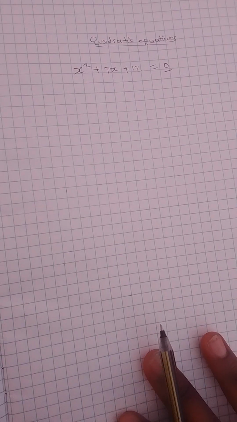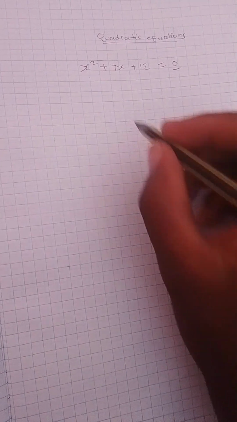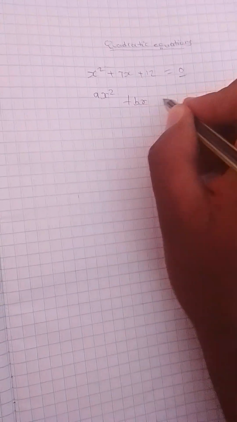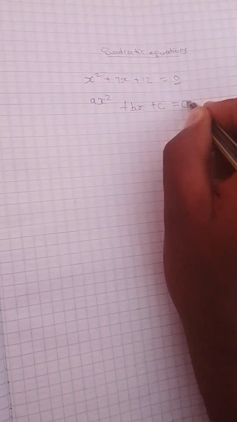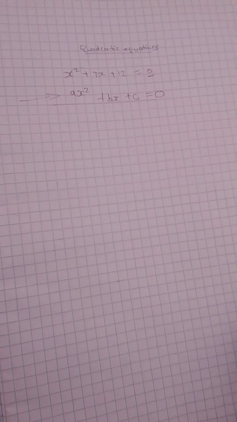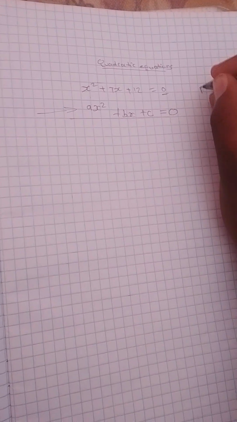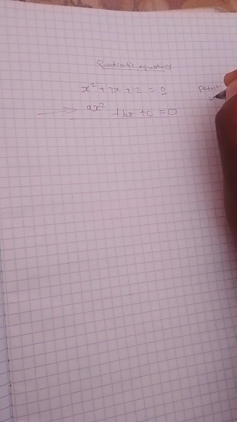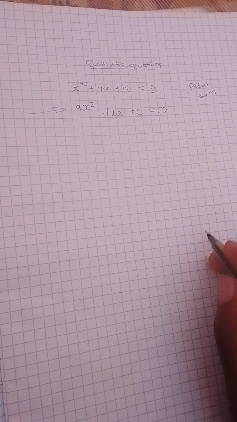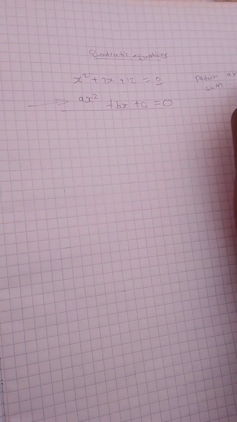Now, we know that all quadratic equations are in the form ax squared plus bx plus c equals 0. This is always the form of a quadratic equation. In solving such a case, the first thing you need to do is look at the product and the sum. The product is always the value of a multiplied by the value of c, and the sum is always the value of b.